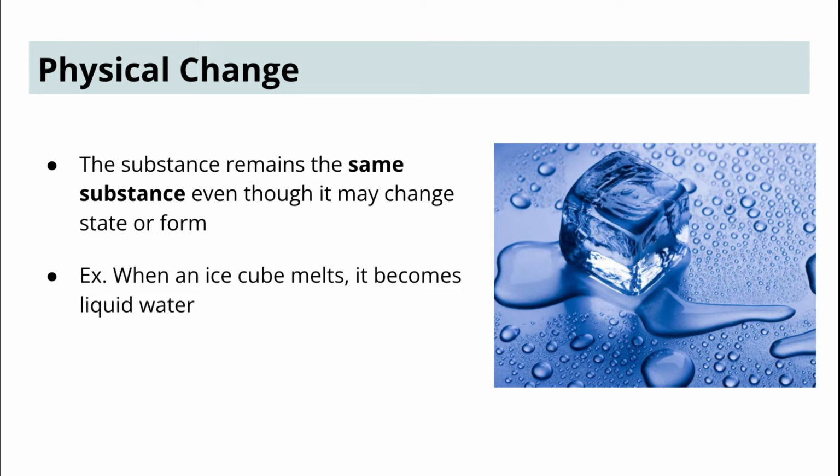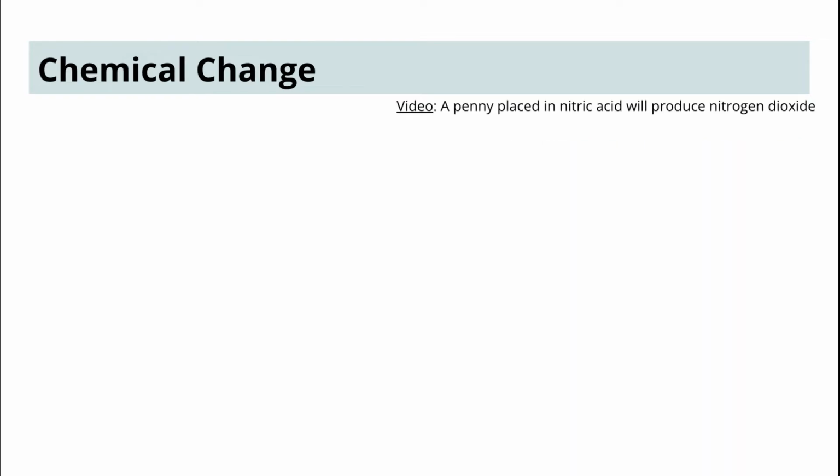Other examples could be ripping a piece of paper. You are changing the state, but it's still the same substance. It's still paper. Or stomping on a banana. You're again changing the state of that banana, but you're not actually changing what the substance itself is. So that is a physical change.